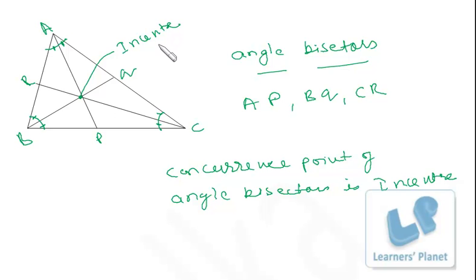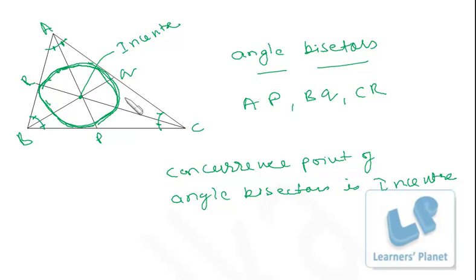Now what is special about the incenter? See, if you put a compass over here and try to make a circle, you'll be able to make a circle that will touch all three sides of the triangle. Okay, so this is very important. Concurrence point of angle bisectors is the incenter. This is an incenter.